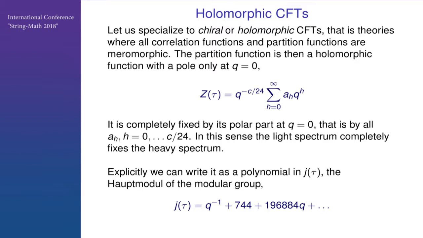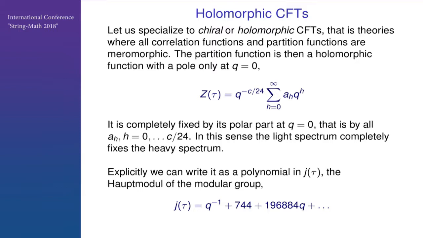And the point is that these weakly holomorphic functions are completely fixed by the polar part at q equals 0. So concretely, if we write down this holomorphic partition function here, we find that if we fix the coefficients a_h, for h equals 0, 1, 2, and so on, all the way up to c over 24, so if we fix exactly the coefficients that correspond to what we define to be the light spectrum, then the partition function is completely fixed. There's a unique modular invariant function which has that polar part. So in that sense, this slogan that I presented on the previous slide is exact. The heavy spectrum is completely fixed by the light spectrum.